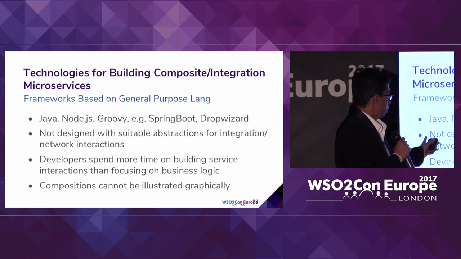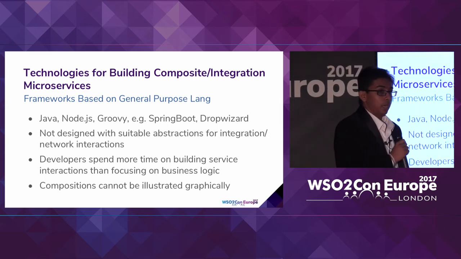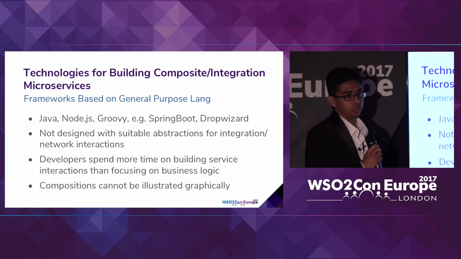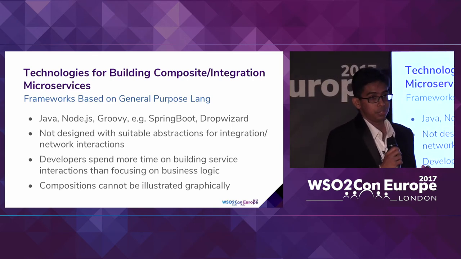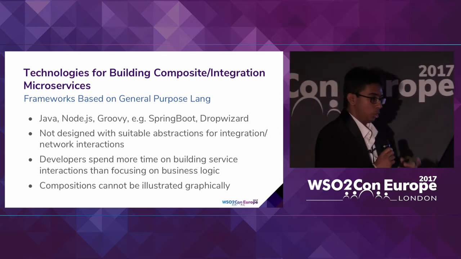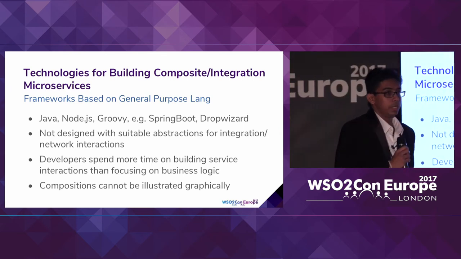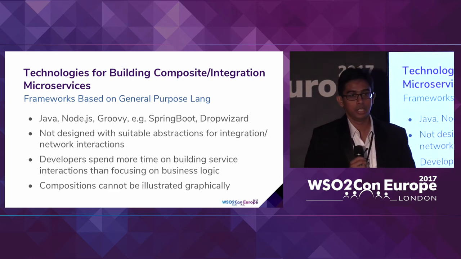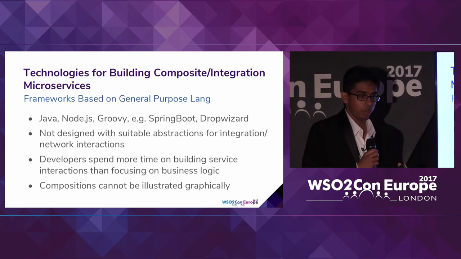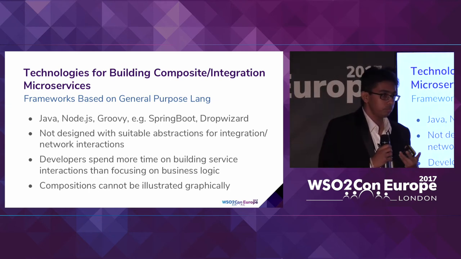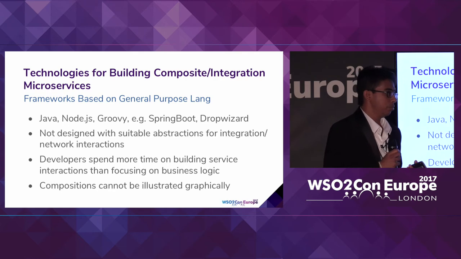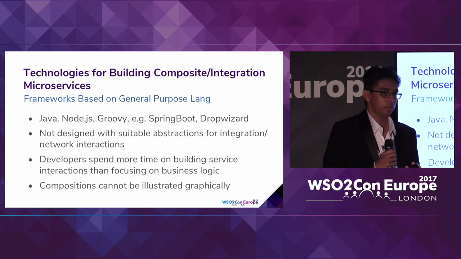are using Node, Java, or Groovy in their implementations. But obviously, these frameworks are not really designed or suitable, or they don't have suitable abstractions, to build composite services. To give an example, suppose you have to build resilient network communication using some Java framework. You have to go for a library like Hystrix. You have to bring that library into your service code, as well as deal with a lot of other concerns. Basically, microservices developers will focus more on building their network interactions rather than focusing on business logic.